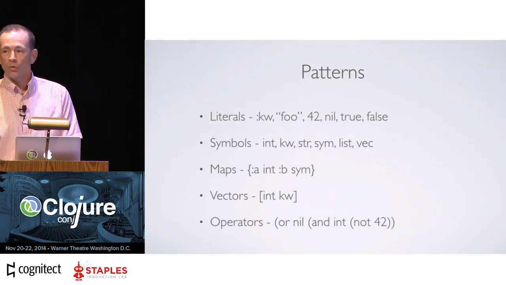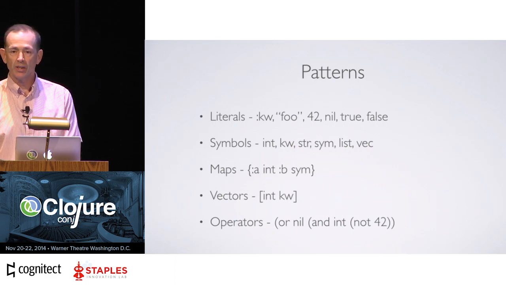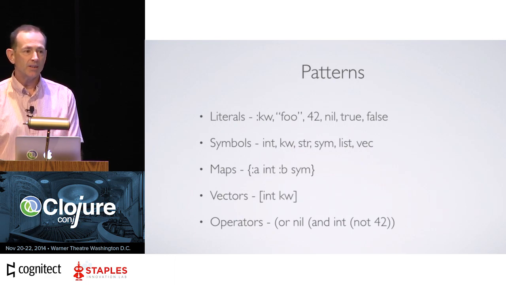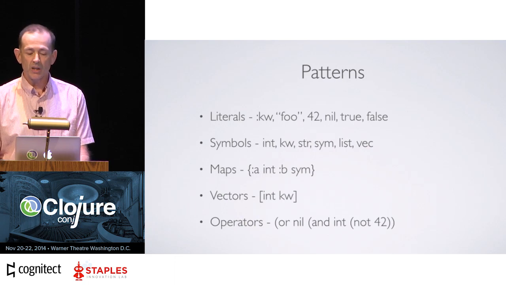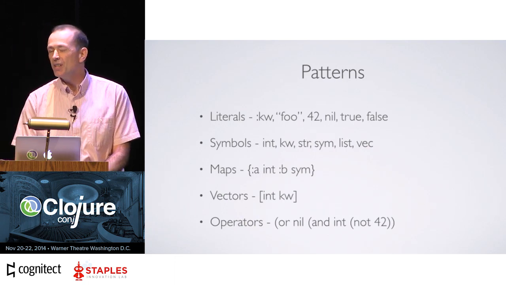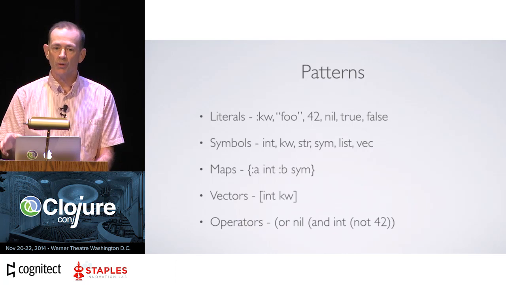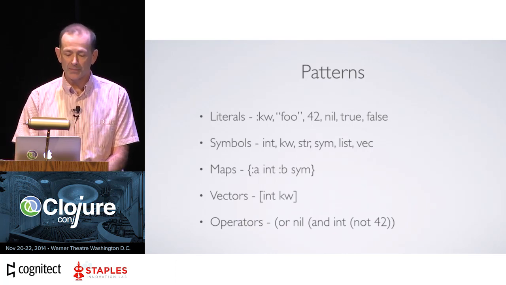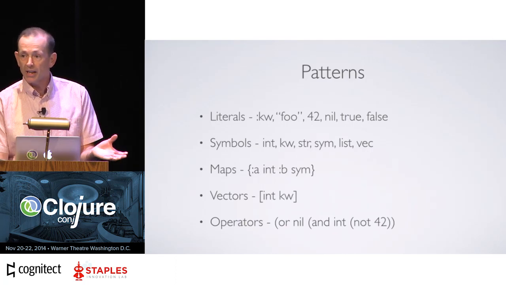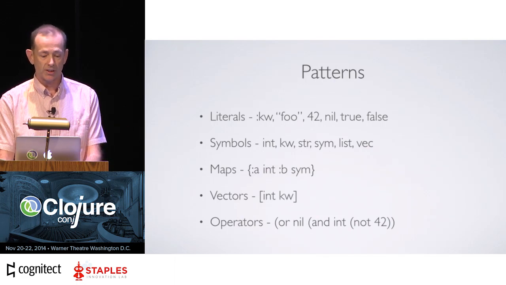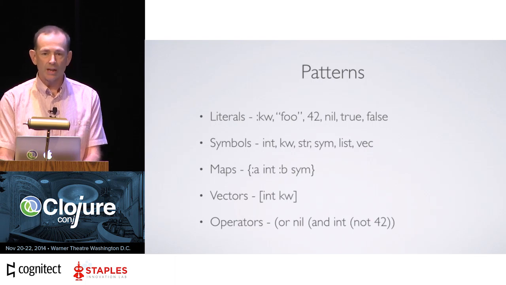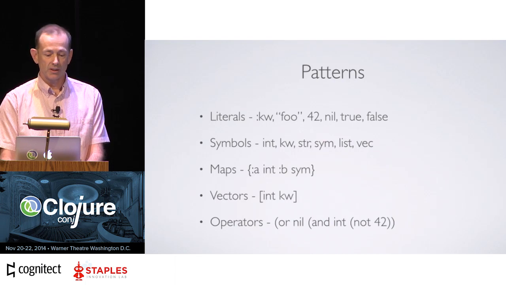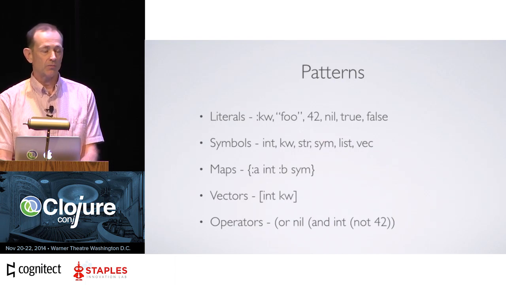Maps, in my programming, I think are really common for most people. You have literal keywords, and then you need to know the type. There's a particular type associated with each of those keywords. So that's how we represent it, with a data map that looks similar to the data you're expecting. Vectors, the same kind of thing. Inside a vector, you could have literals, or you can have other patterns. And in this case, I have a vector where the first item is an integer, the second item is a keyword, and so on.